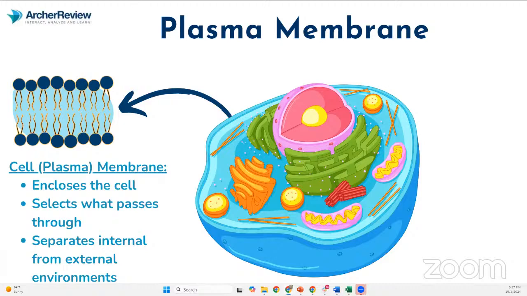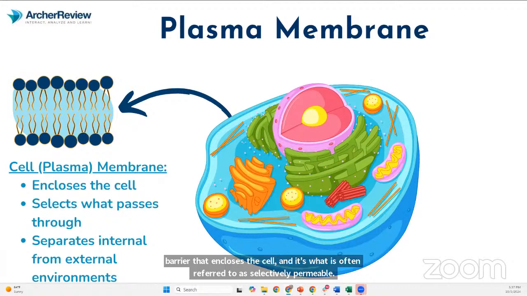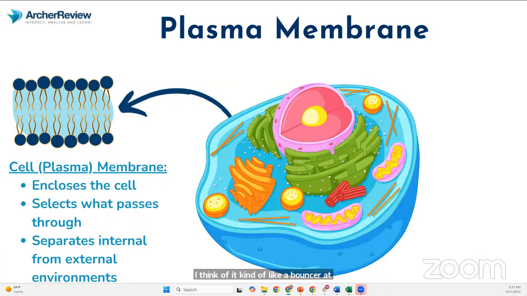As we mentioned earlier, the plasma membrane is the barrier that encloses the cell, and it's what is often referred to as selectively permeable. I think of it kind of like a bouncer at a fancy club that only chooses what people are permitted in this club. It determines what molecules can enter and exit the cell, and it's also responsible for separating the internal and the external environment.